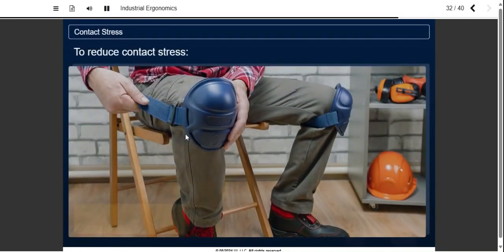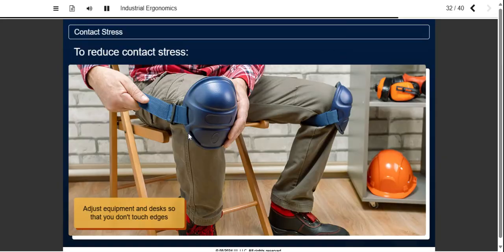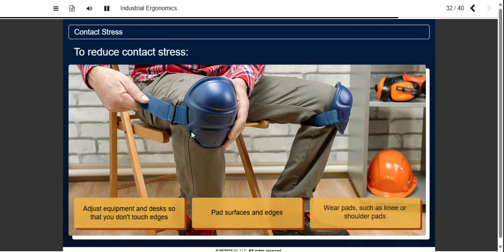To reduce contact stress, adjust equipment and workstations so that you don't touch their edges. Pad surfaces or edges that you may contact. Wear pads such as knee or shoulder pads.